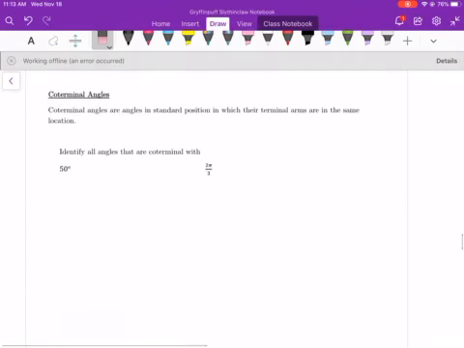So today I'm going to start talking about coterminal angles. Now, coterminal angles are angles in standard position whose terminal arms are in the same location. So we're going to identify coterminal angles with 50 degrees. Well, let's not be so ambitious as to get all the angles. I'm going to say one angle.